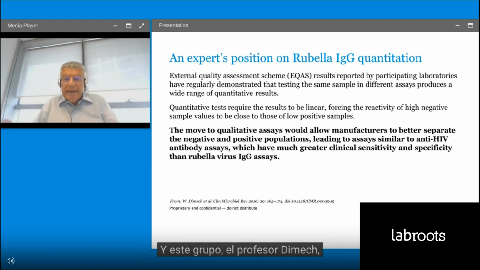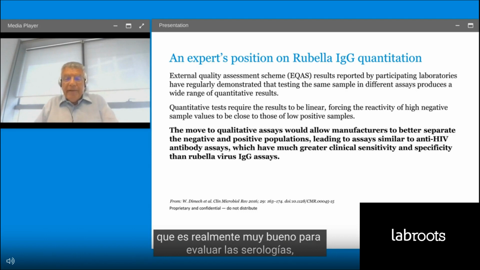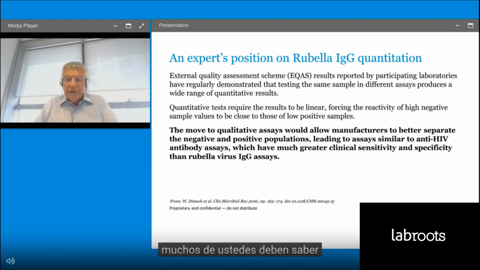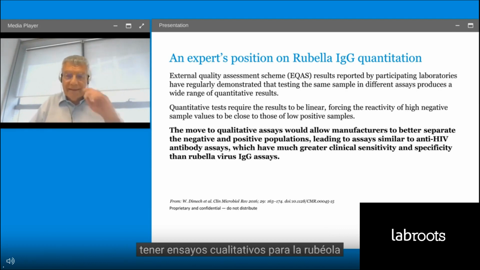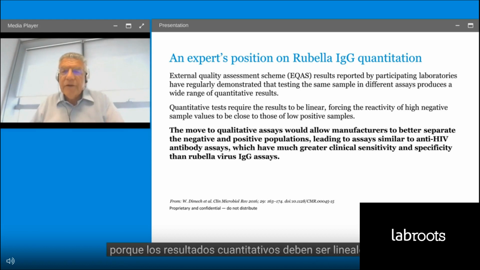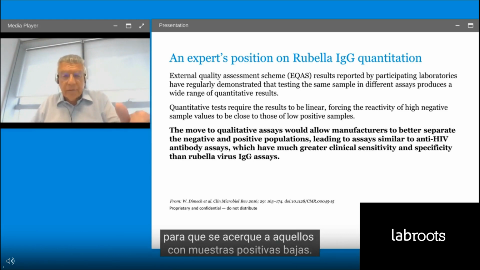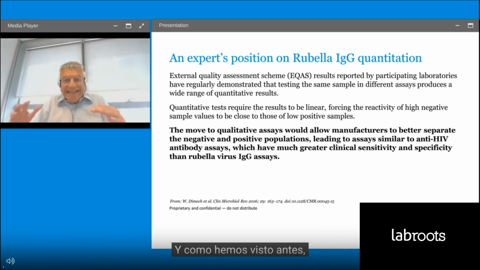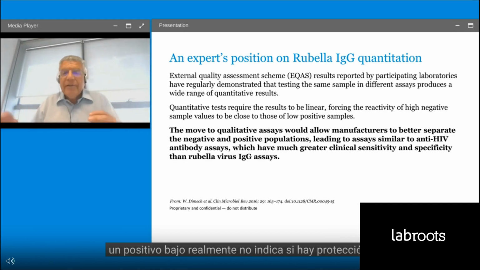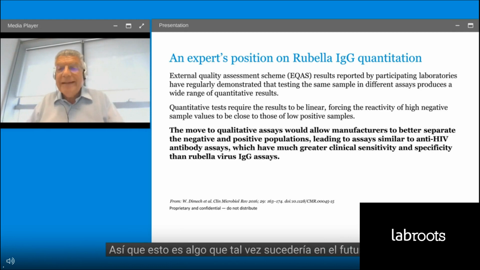And this brought Professor Dimech, who is really very good at evaluating serology, as many of you should know, to assert that indeed it would be way better to have qualitative assays for rubella instead of quantitative, because quantitative results need to be linear, forcing the reactivity of high negative to close to those of the low positive. And as we've seen before, a low positive is not really indicative of protection. So this is something that maybe would happen in the future.